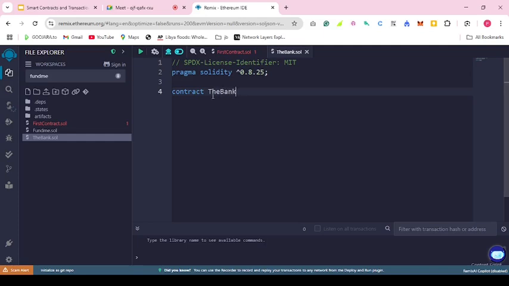And when you're done typing the name, add curly brackets like that. Now all your code is going to be put inside here. All your Solidity code is going to be put inside these brackets. So you can enter and then start typing. Okay, so these are the instructions.